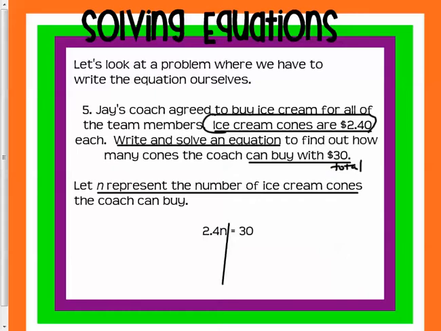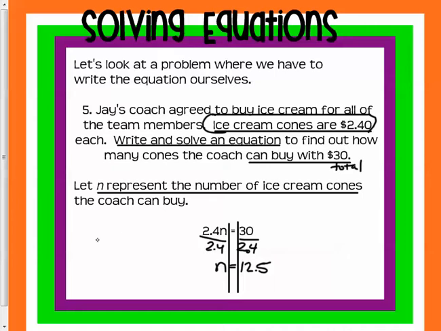Now let's draw our streets and let's solve. Who's bothering n? The $2.40. So we divide the $30 by 2.4. And our answer is 12 1/2.